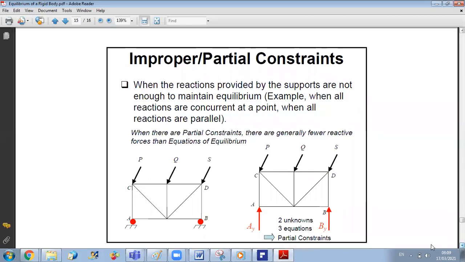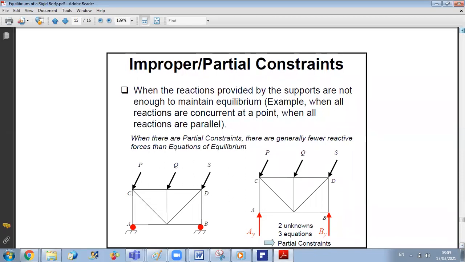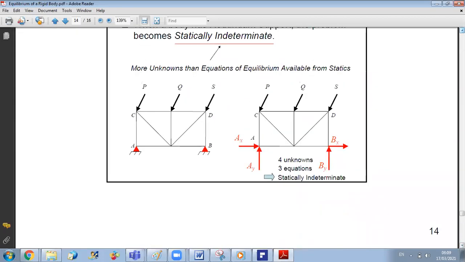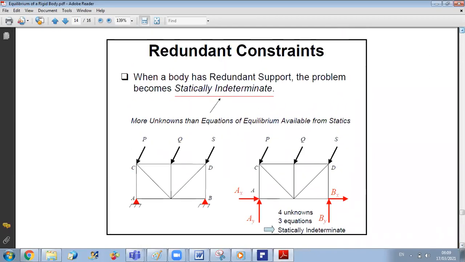Doctor, can you go back there, please? Here or the previous one? No, here. What if we had AX opposite to the direction of BX, and we have AY and BY up, and we have the weight with these three forces down. Can't it be in equilibrium?